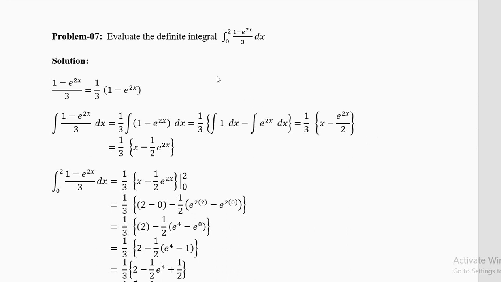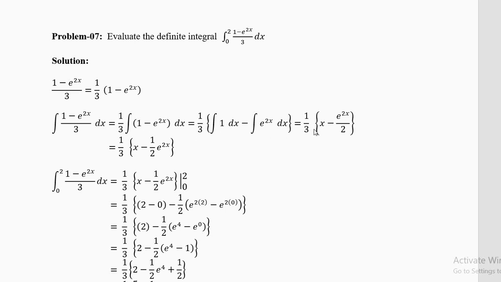Problem 7. Evaluate the definite integral 0 to 2 of 1 minus e power 2x over 3 dx. Now take 1 over 3 outside the bracket, you will get 1 minus exponential 2x. This e function is called exponential function. Now there are two things, integrate them one at a time.